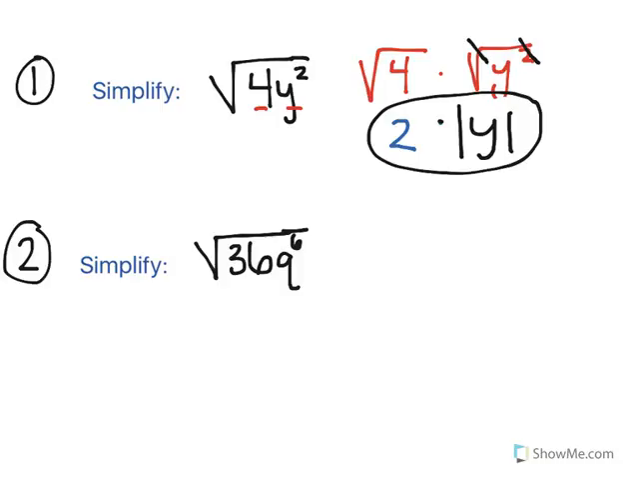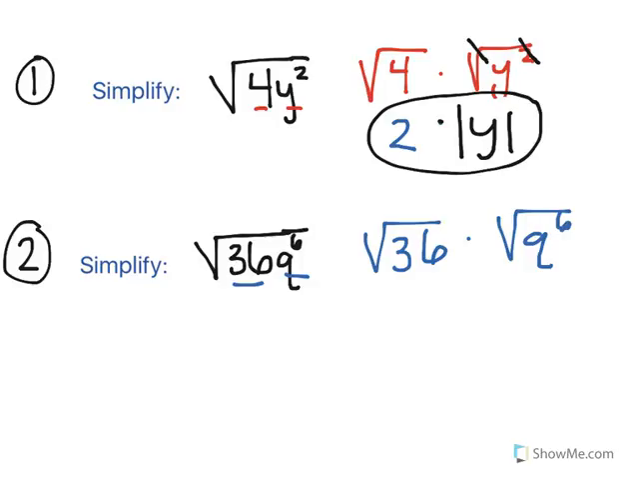It says simplify the square root of 36 q to the 6th power. All right, so let's start off. Let's just separate my values here. I'm going to say the square root of 36 times the square root of q to the 6th power. Again, I just separated the two different values and put a multiplication sign in between.